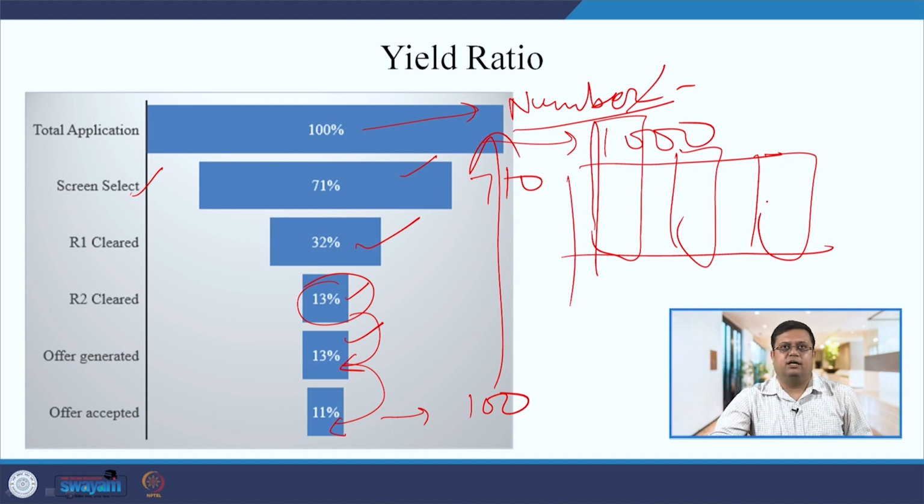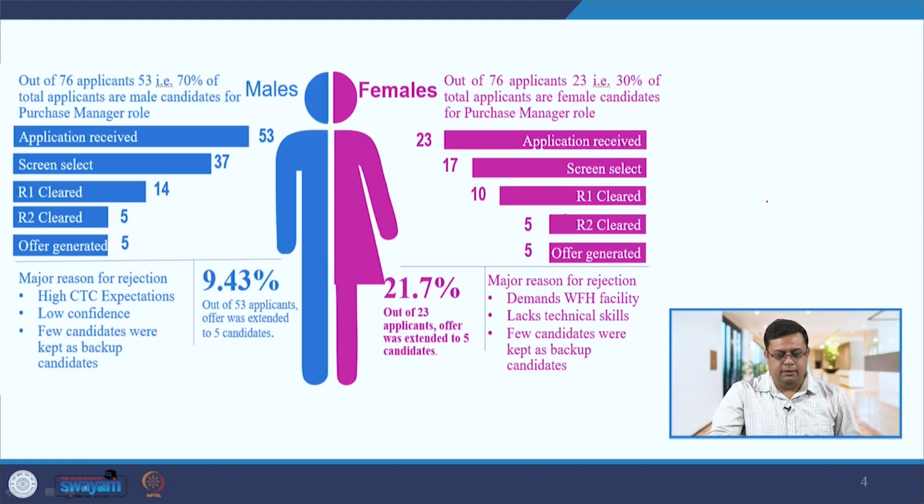So let us see some of the graphs related to recruitment and selection. One of the graphs we have seen. Next we can see it in terms of male and female.